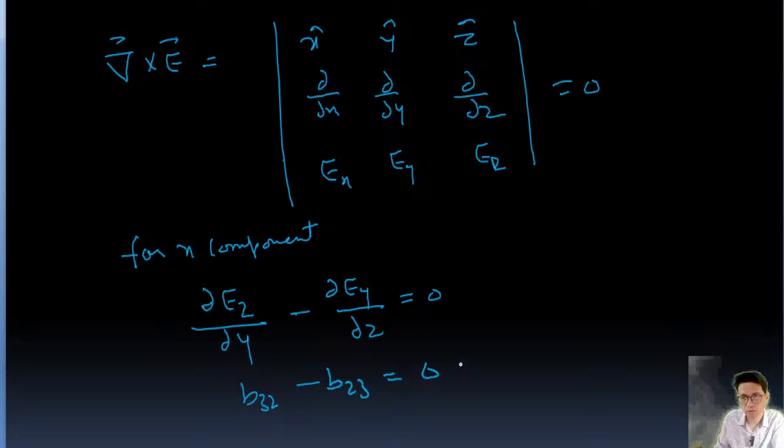This is the x component. So from here, B31, B32 equal to B23, right? And similarly we can do that for the y and z components equal to 0, right?